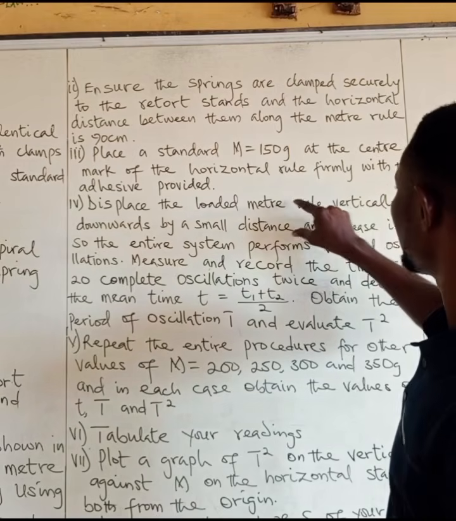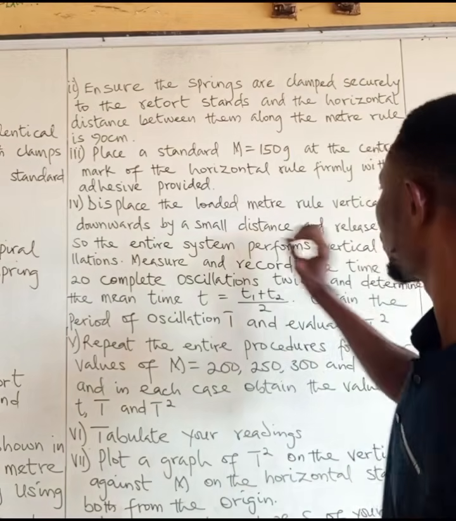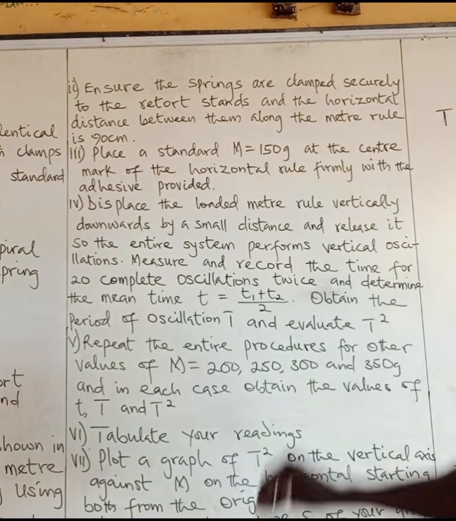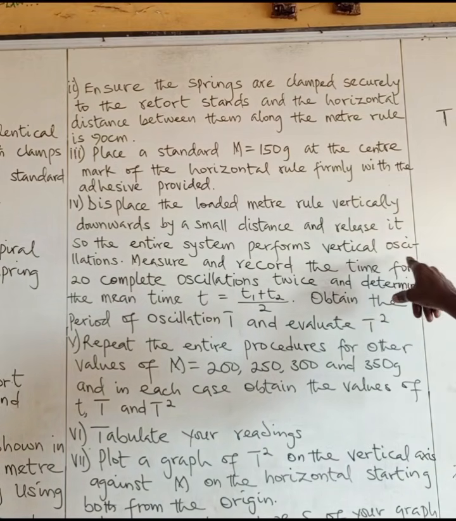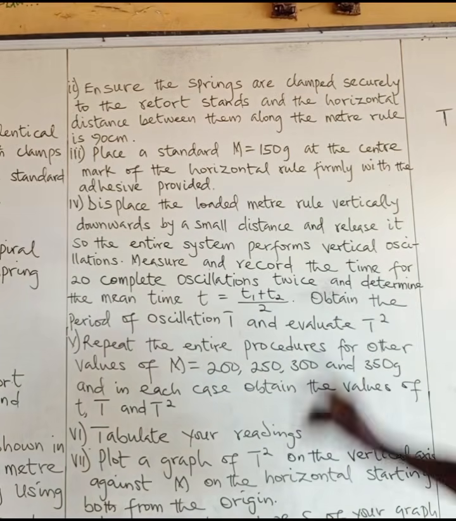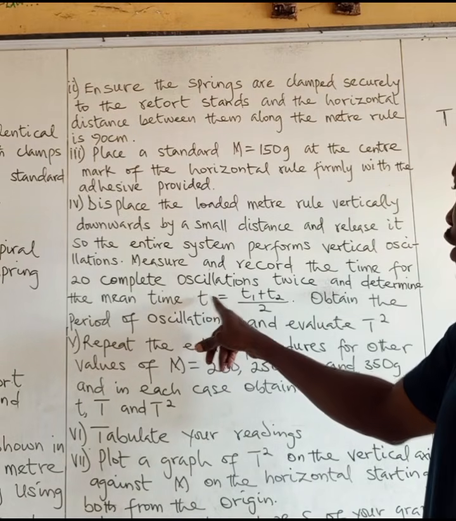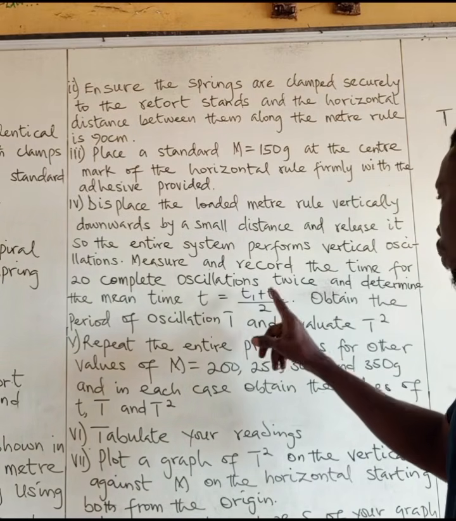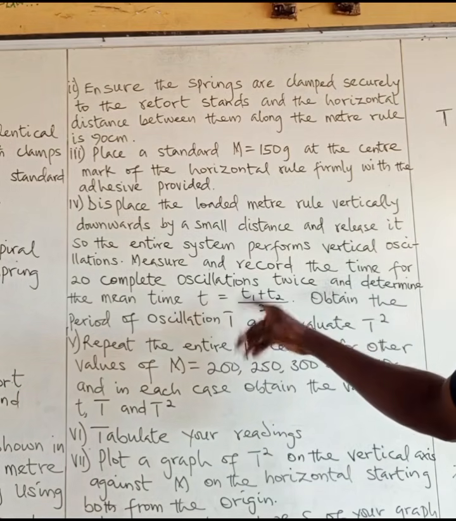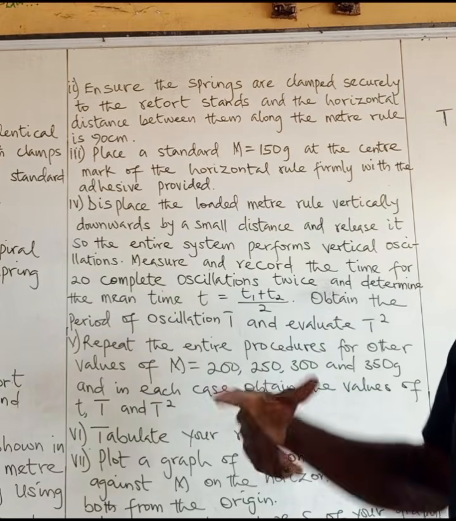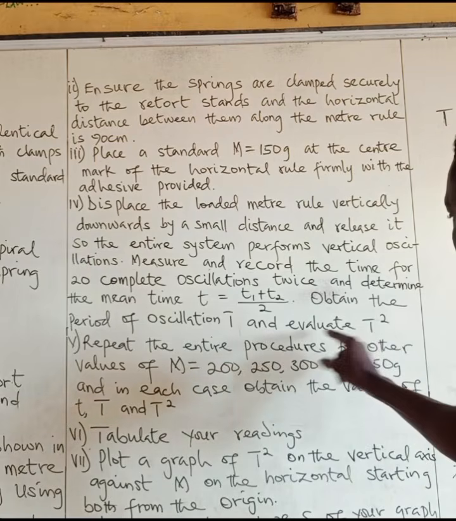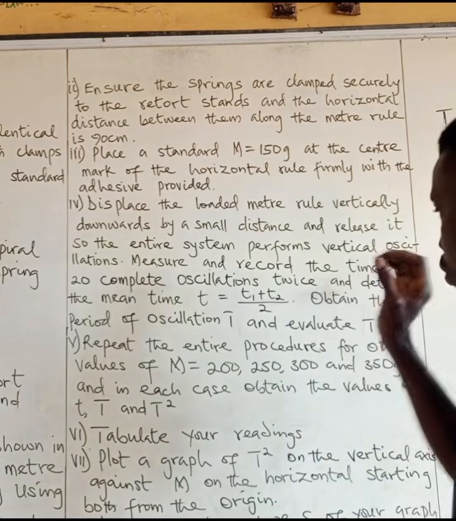Now, you displace the loaded meter rule vertically downwards by a small distance and release it. So the entire system performs vertical oscillations. Then you measure and record the time t for 20 complete oscillations twice and determine the mean time t, which is equal to t1 plus t2 all over 2. Now you obtain the period of oscillation by dividing t all over 20, since you are taking 20 oscillations. Then you also evaluate T squared, that is the square of the period.